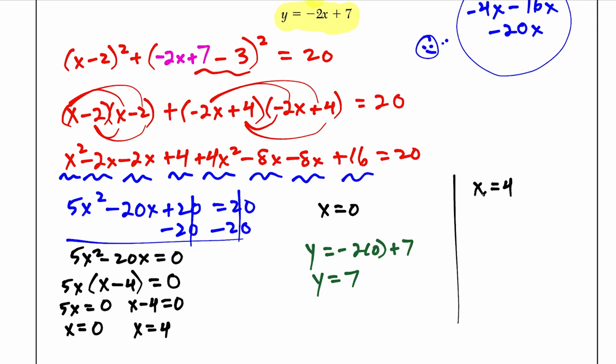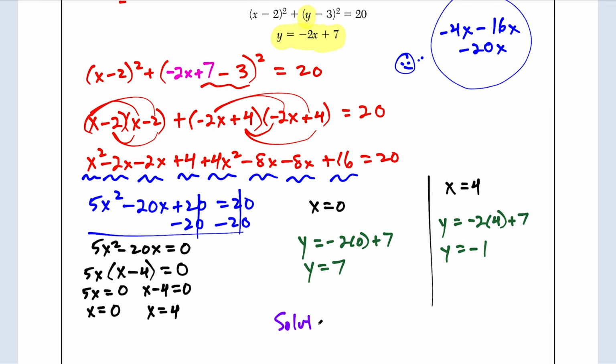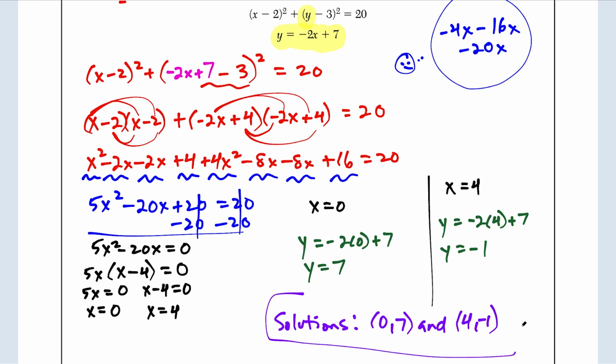But now for when x is equal to 4, if we plug in 4 for that second equation, we're going to have y equals negative 2 times 4 plus 7, and that's going to simplify to negative 8 plus 7, which is negative 1. So now our solutions, we could just write them out as points here, are going to be the points (0, 7), and then we also have (4, negative 1). So these are the solutions to our system of equations.